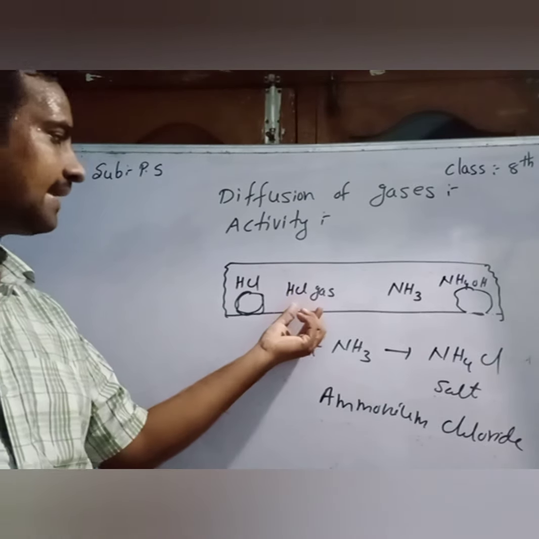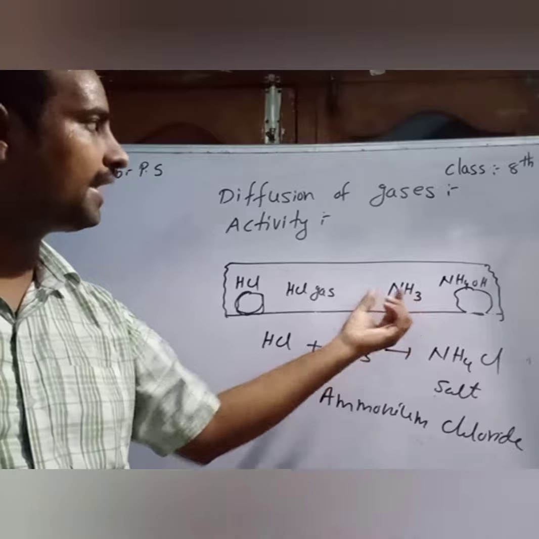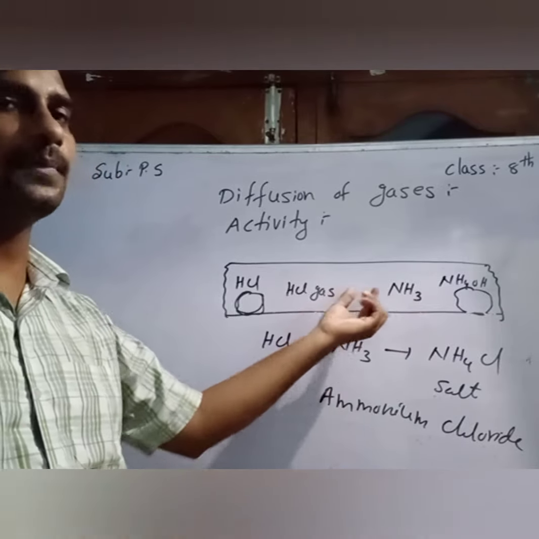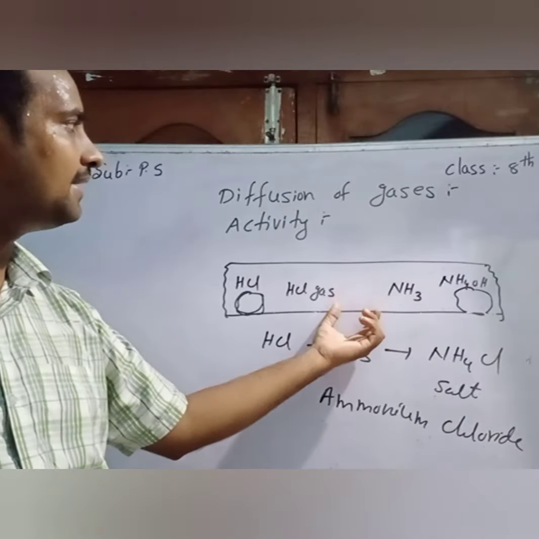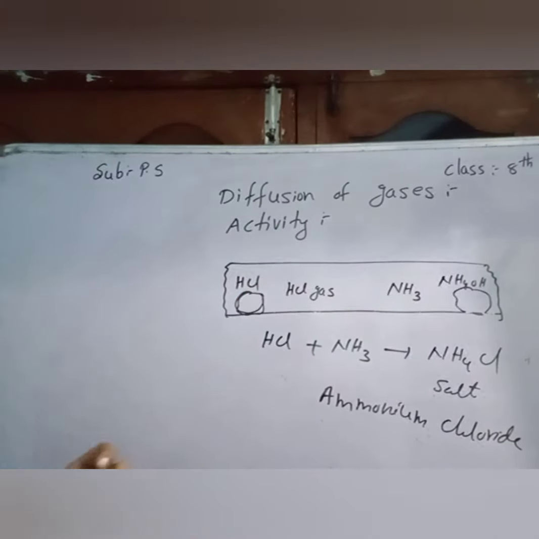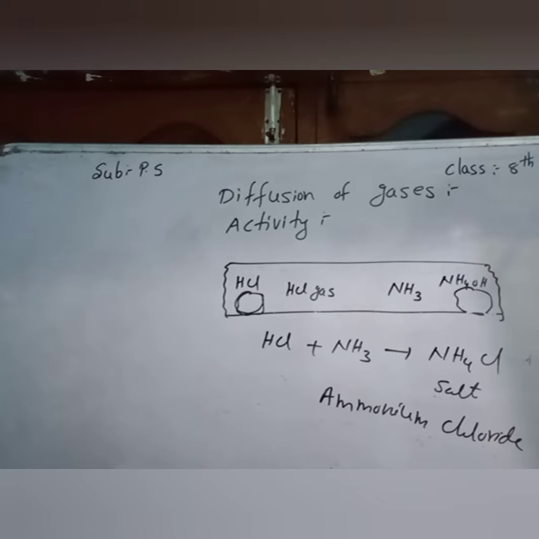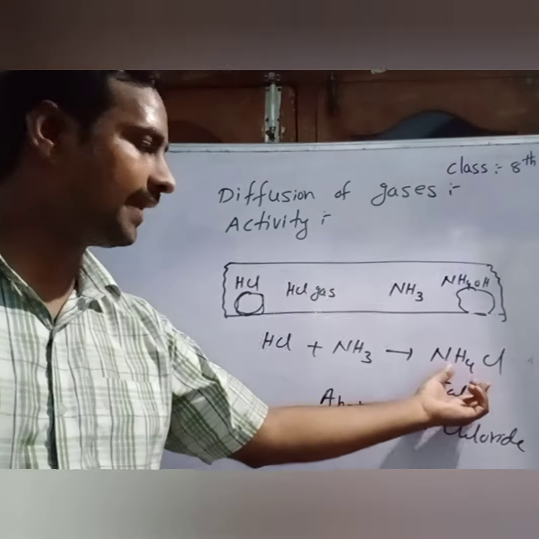Here HCl gas diffuses to ammonia gas. So the movement of the particles from one place to another place is called diffusion of gases. Clear all of you? Here what is the product? Ammonium chloride.